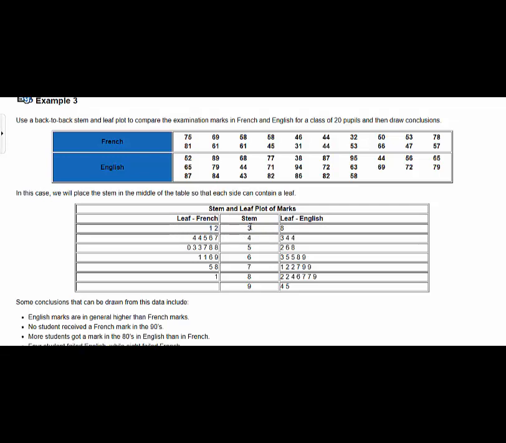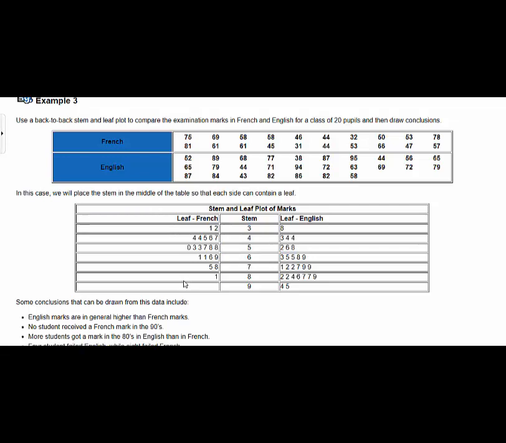The lowest mark in the English class was 38. The highest mark in English, 95. Highest mark in French was only 81, and so on. And you can see pretty clearly again, you get the nice distribution that English marks generally lean higher, French marks generally lean lower, and so on.